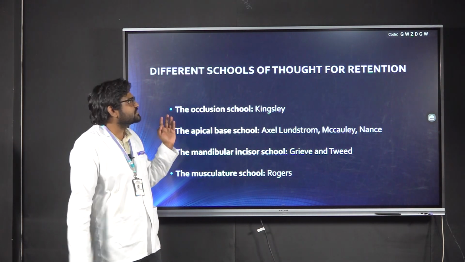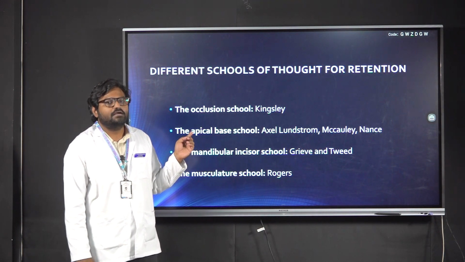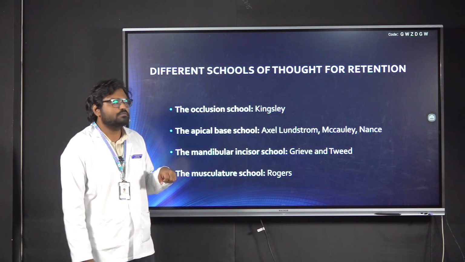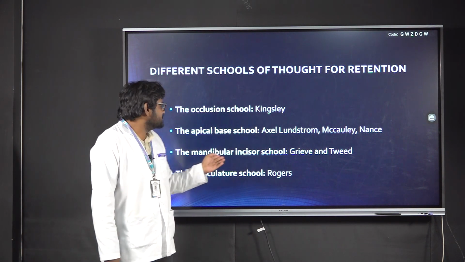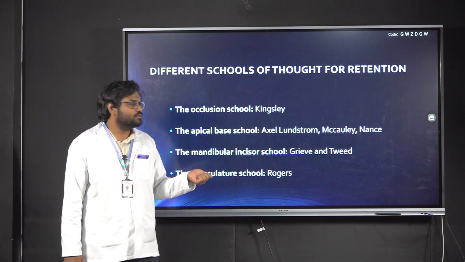Next, what are the different schools of thought for retention? You have four schools of thought. One is the occlusal school by Norman Kingsley, the apical base school by Axel Lundström, Macaulay and Nance, the mandibular incisor school by Tweed and Grieve, and lastly the musculature school by Rogers.